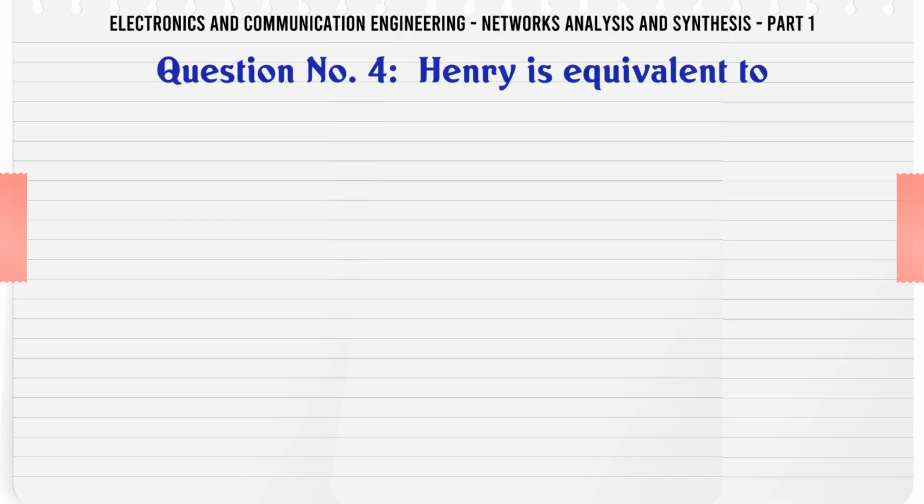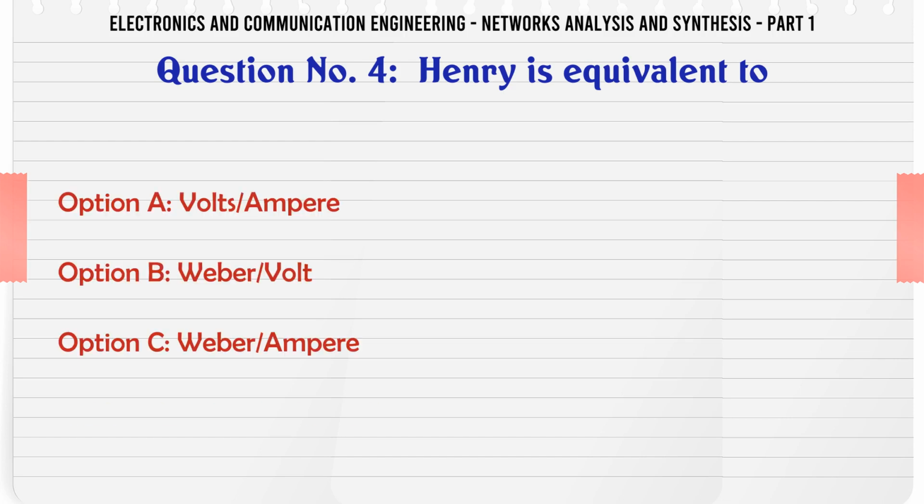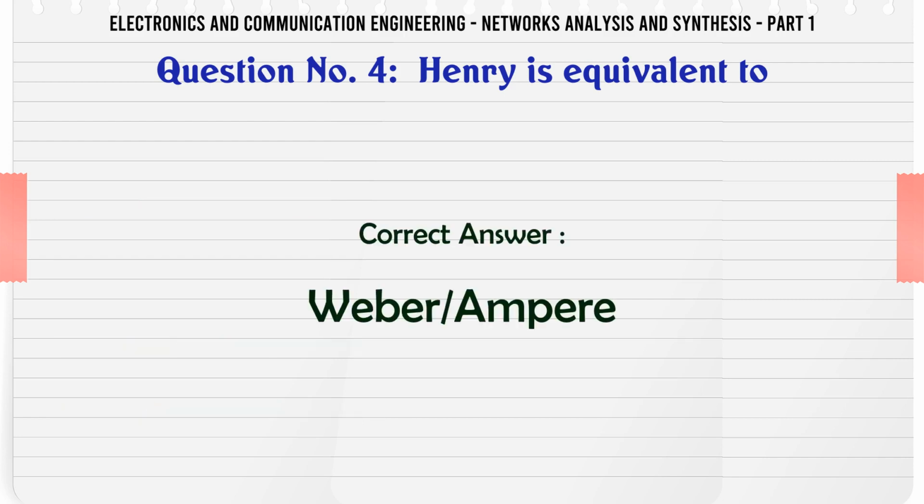Henry is equivalent to A. volt ampere, B. Weber volt, C. Weber ampere, D. Weber ampere squared. The correct answer is Weber ampere.